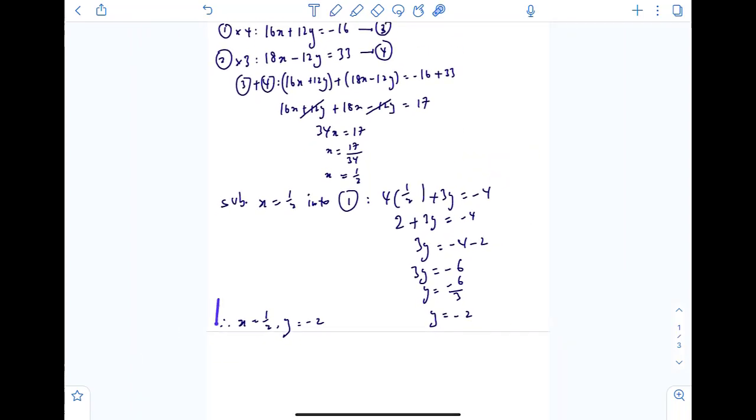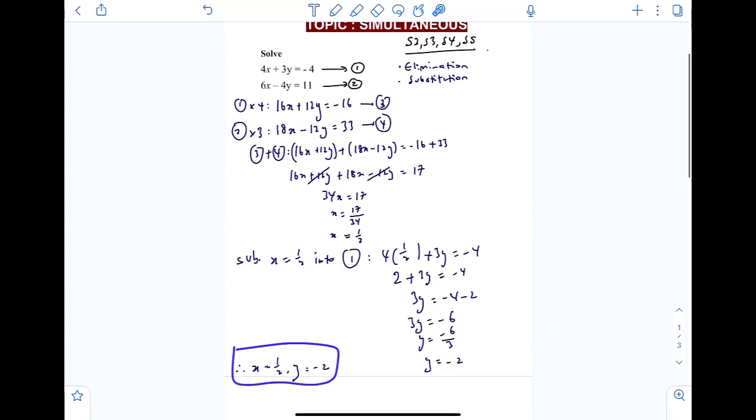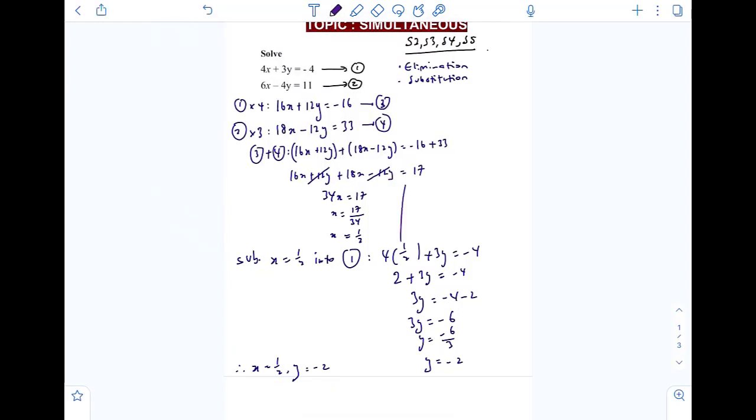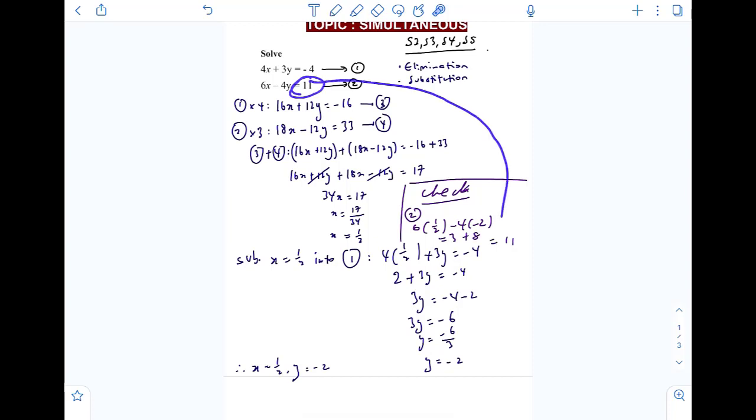Okay, now very quickly we can check our answer by substituting into any of the equations. Let's say you sub into equation 2 as a check. Okay, so for equation 2, 6 times x minus 4 times negative 2. 3 plus 8, is it 11? Yes, it is, according to equation 2. So our answer is correct. X is half, y is negative 2.